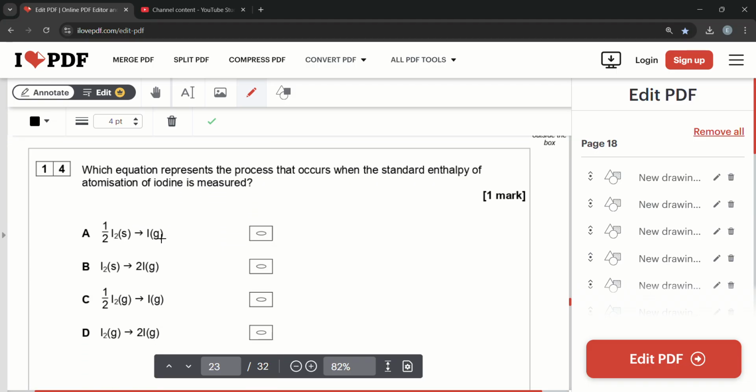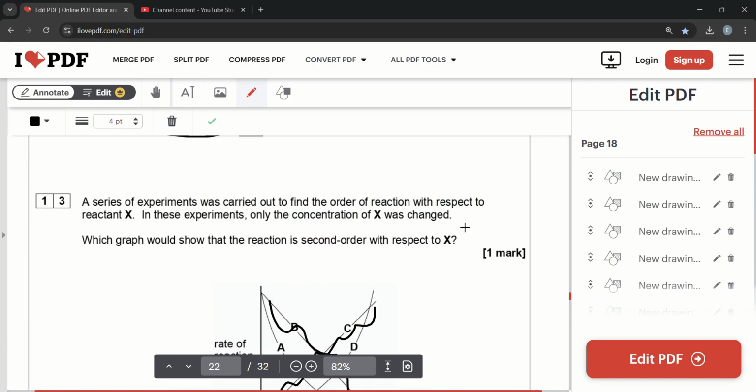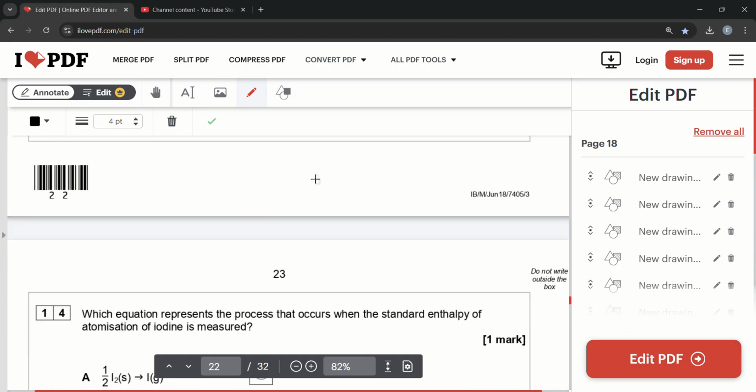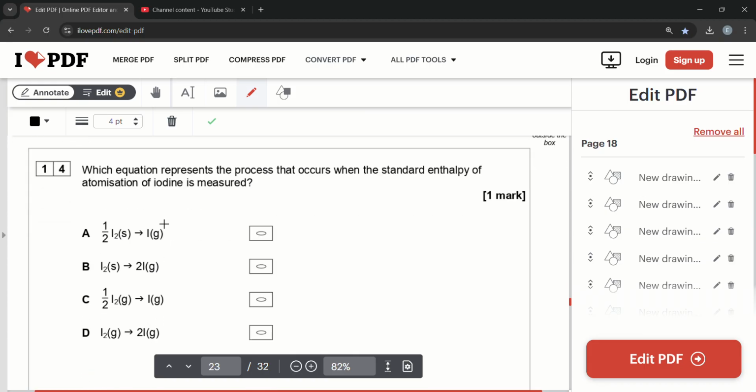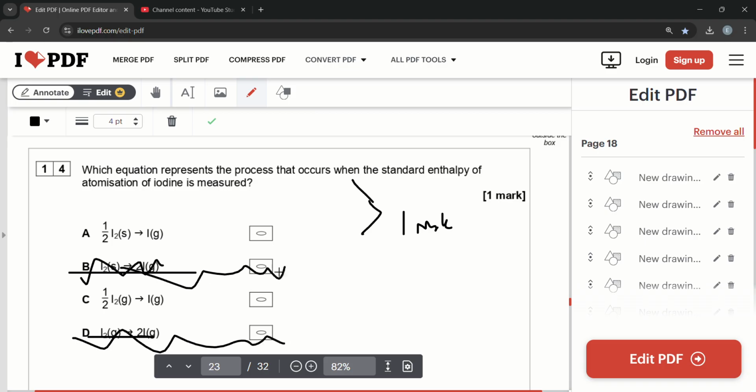Which equation represents the process that occurs when the standard entropy of atomization of iodine is measured? I still haven't learned these graphs off by heart, by the way, but I probably will before the exam. So remember, we're forming 1 mole. So we can already eliminate B and D because we've got 2 iodines, 2 moles. So that cannot be true for the equation. A and C. Well, C, we're going from a gaseous state of iodine to a gaseous state of just I. It's obviously going to be A, from its element, iodine solid, to its gaseous state.